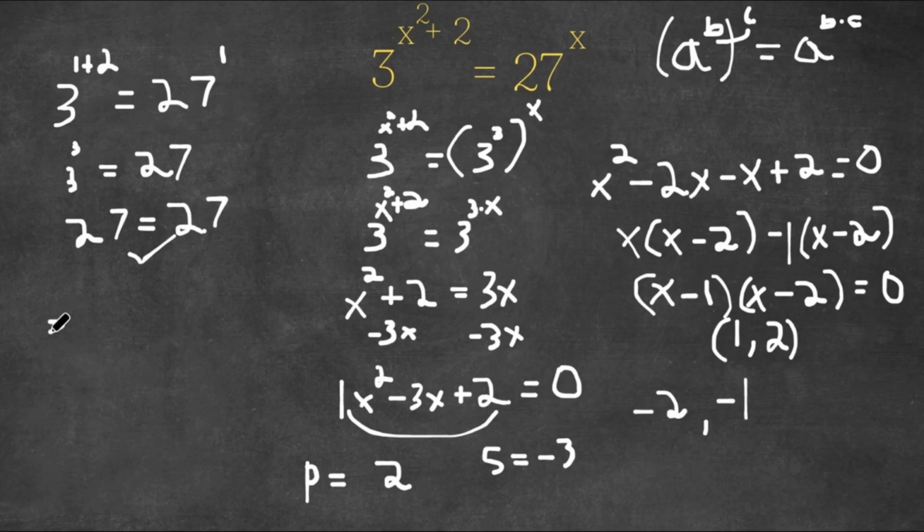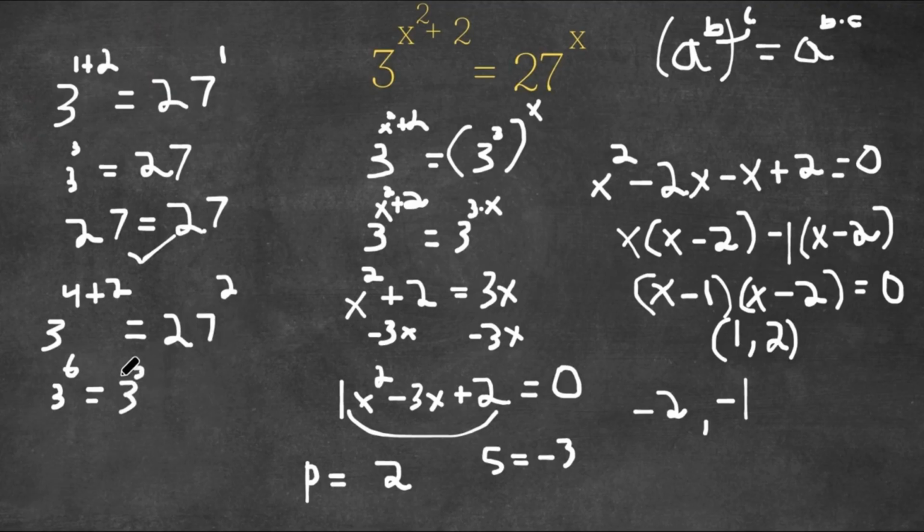Now let's test out 2. So we have 3 to the power of 2 squared, which is 4, plus 2, and this equals 27 to the power of 2. Now this is 3 to the power of 6 equals, we can actually change 27 into 3 to the power of 3. We really don't have to use a calculator. To the power of 2, and these two multiply, so we get 3 to the power of 6 equals 3 times 2, which is 6, so 3 to the power of 6. So this is right as well.